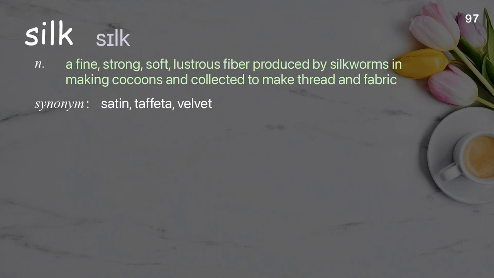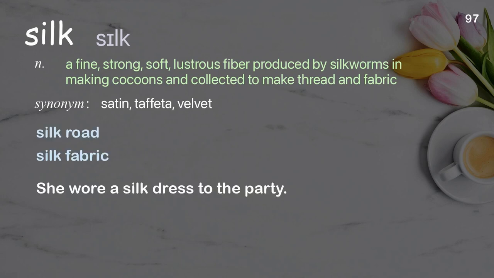Silk: a fine, strong, soft, lustrous fiber produced by silkworms in making cocoons and collected to make thread and fabric. Examples: silk road, silk fabric. She wore a silk dress to the party.